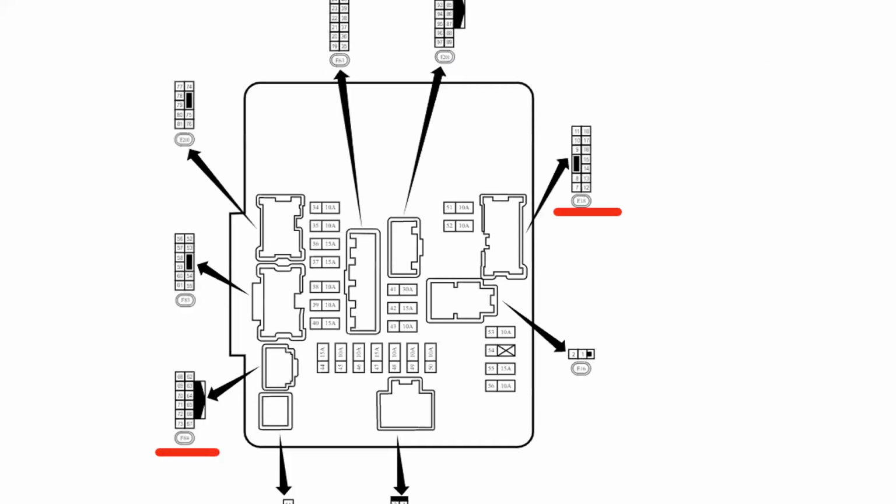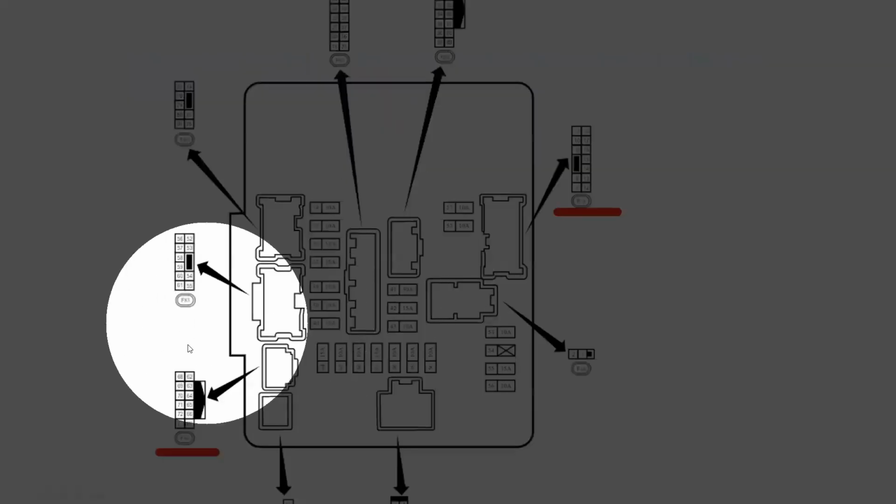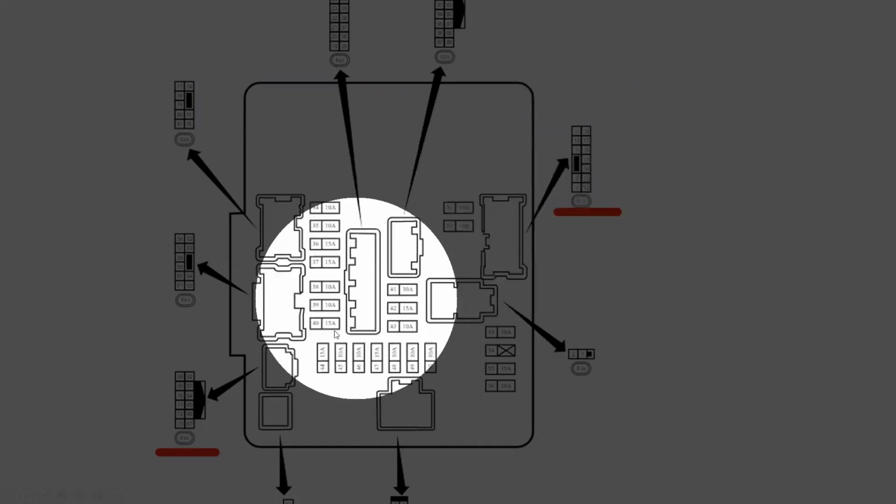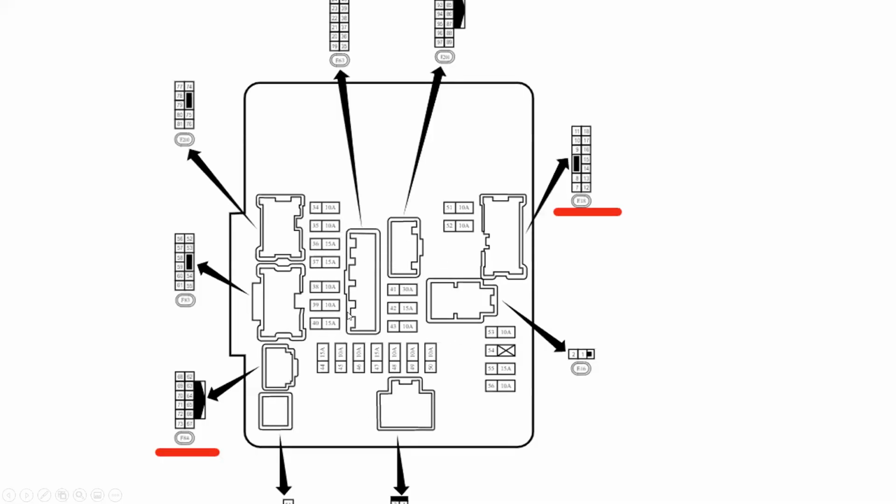So what we did, we went back into All Data, looked at the connector view, and found out, okay, there's F84, there's E18. I know exactly where they are located on the fuse block. And now I'm able to go out and begin to do some testing.